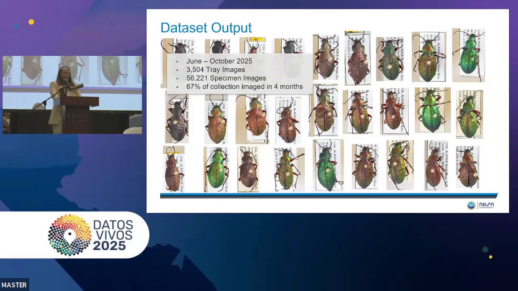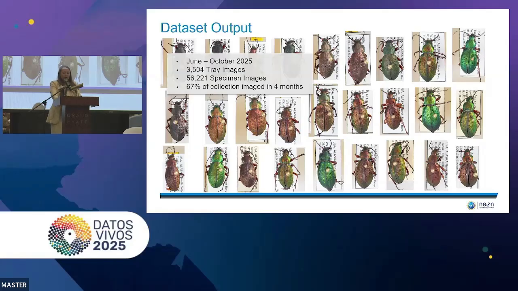So far we have imaged 3,500 trays, which results in about 56,000 specimen images. This means in about 4 months we've imaged 67% of our beetle collection, and we are able to link all of these images to the associated NEON data due to how the beetles are pinned.